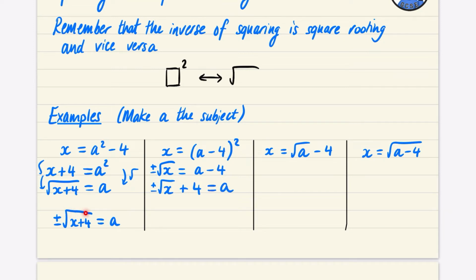So look subtly how different these are. This square root sign went all the way across. This square root sign only applies to the x. Like I said, if you didn't put that plus minus at the beginning, it's still going to be okay.